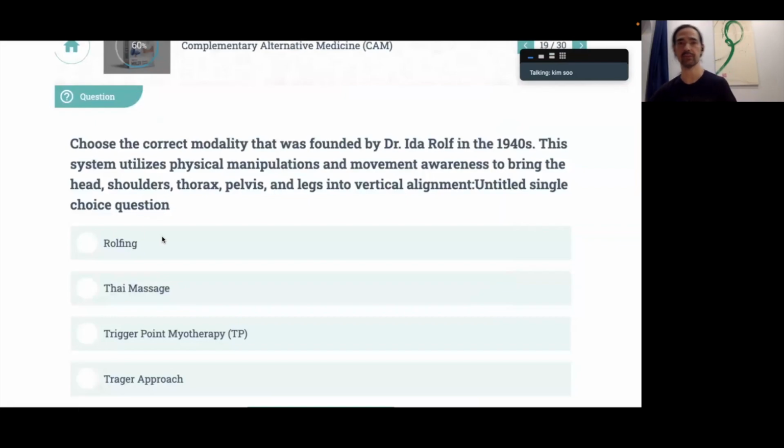Choose the correct modality that was founded by Dr. Ida Rolf in the 1940s. This system utilizes physical manipulations and movement awareness to bring the head, shoulders, thorax, pelvis, and legs into vertical alignment.